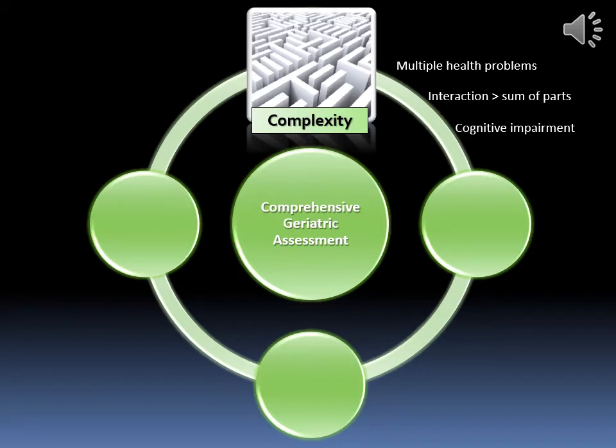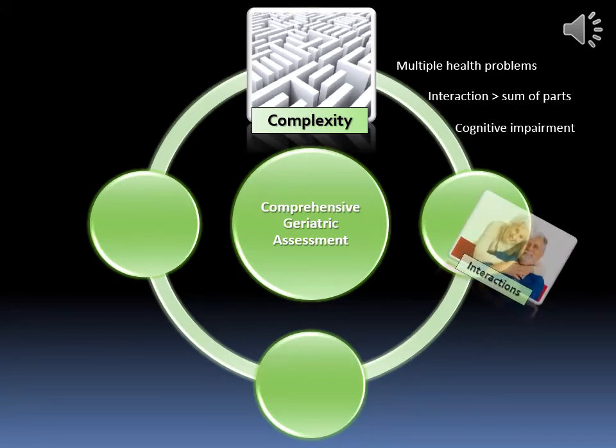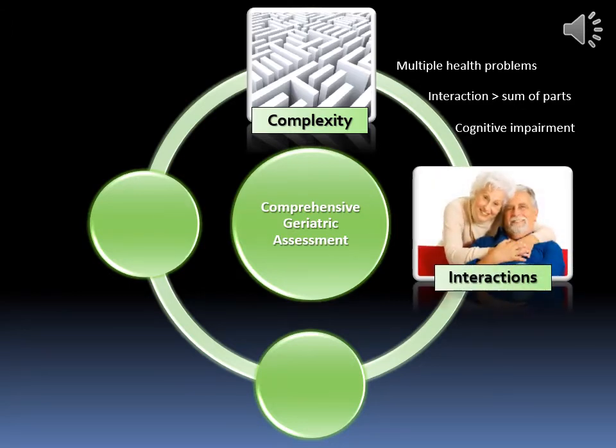The importance of interactions and relationships is another important feature for geriatric care. This includes interactions with healthcare providers and social supports and networks. Care for the frail older adult must be done with these supports involved whenever possible.